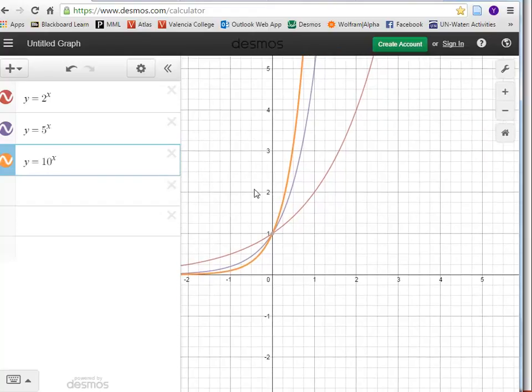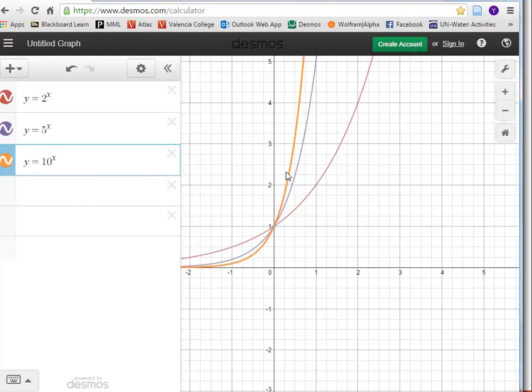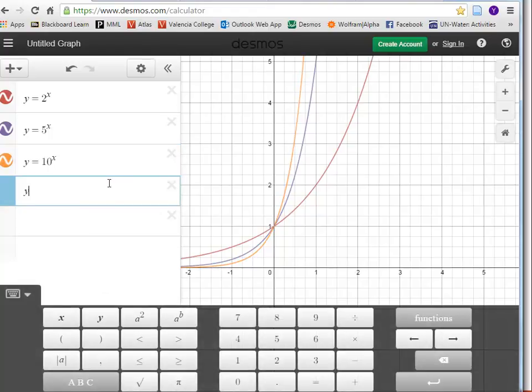Now, when I reflect those and create their inverses, the graph that grows faster as an exponential is going to grow slower as a logarithm. So let me just point out to you, log base 10 of x, that's going to be the slowest growing logarithm. If I graph log base 5 of x, let me see if I can do this here. So I would have log base 5.